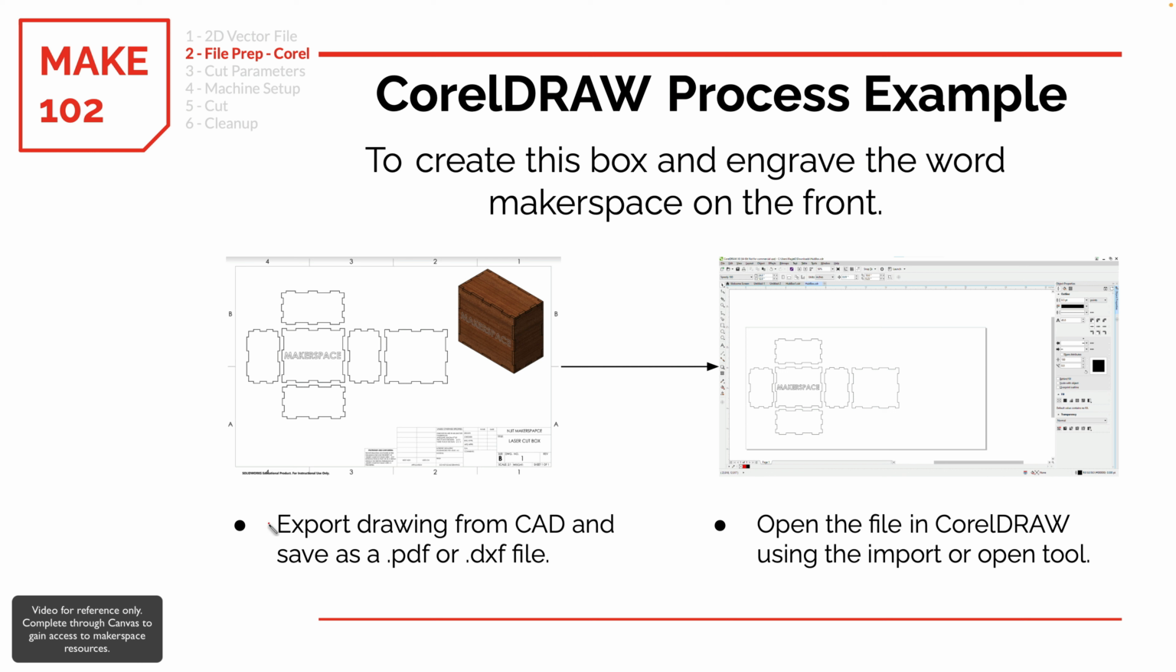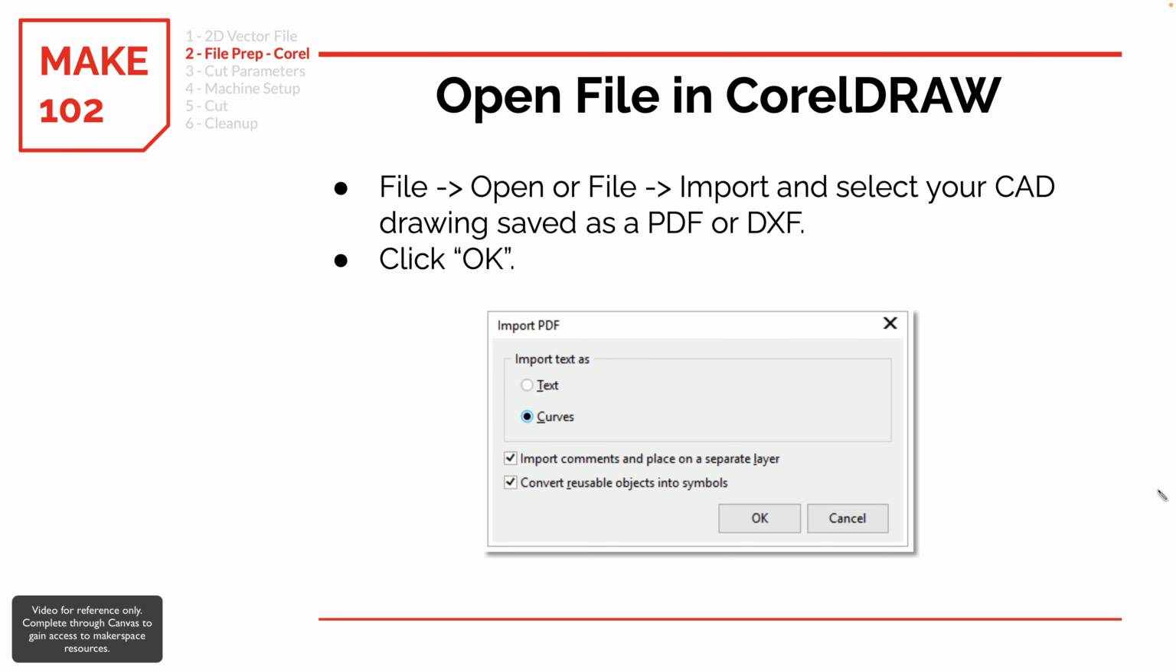So from whatever package we're in, we export this file as a PDF or a DXF file, and then we open the file in CorelDRAW. So once you have CorelDRAW open, you'll choose File, Open File, and Import, and then select your CAD file. Hopefully it is a PDF or a DXF already, and then you'll click OK. Typically, you want this set to curves if it prompts you. However, if the computer has the same font installed for the text you're using, everything should be okay.